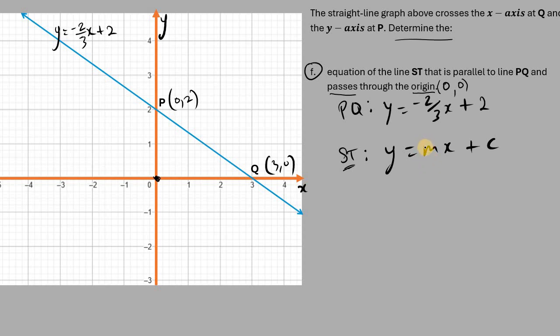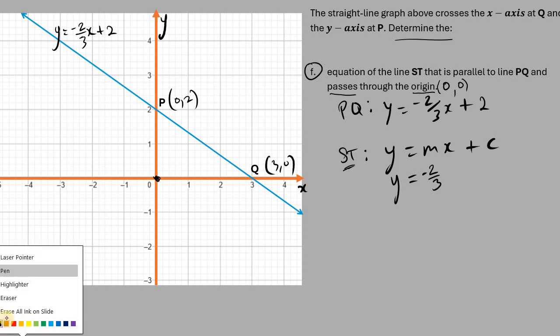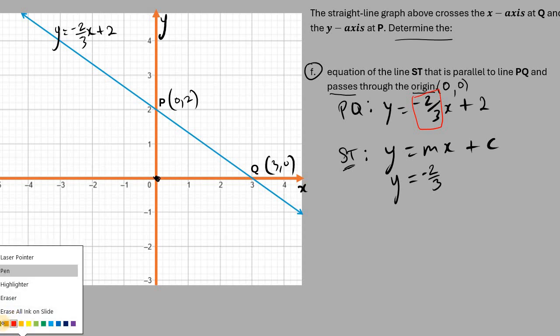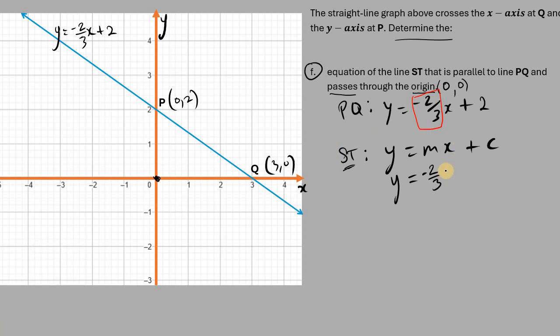So we know the gradient of line ST. Why? Since ST is parallel to PQ, they have the same gradient. So we can go right ahead and write the gradient for ST. It's the same as PQ. Why? Because they are parallel. They have the same gradient. And you guys are doing well so far. You guys mentioned that.